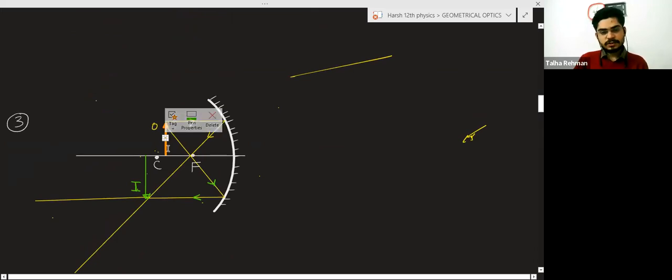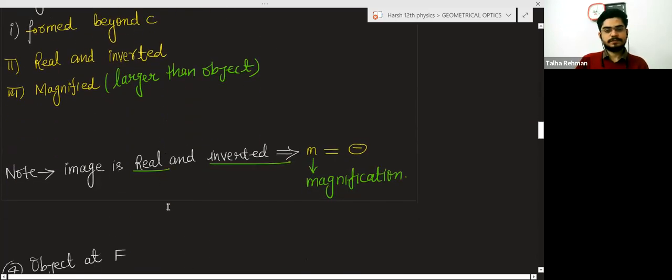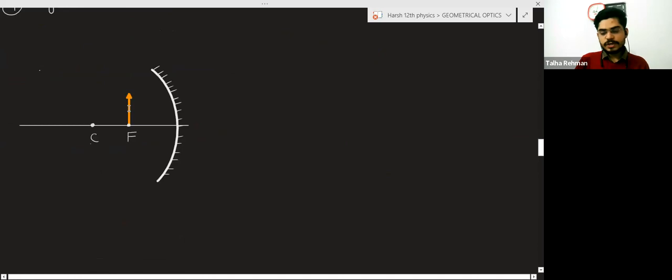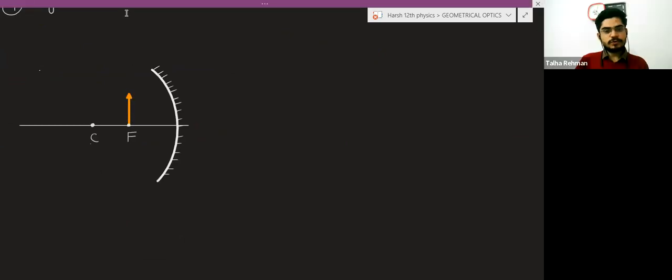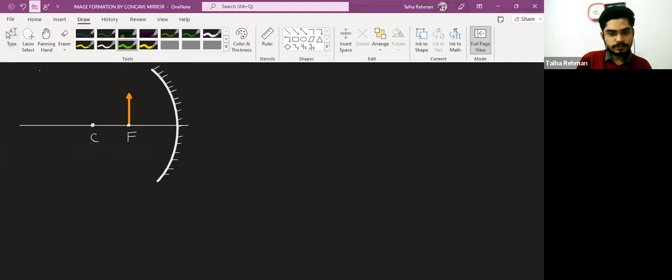So this was the earlier case. This was the object, here our object is here. Now we will place this object at the focus, and we will see. So this is the focus, and this is the object at focus. And this is the pole.